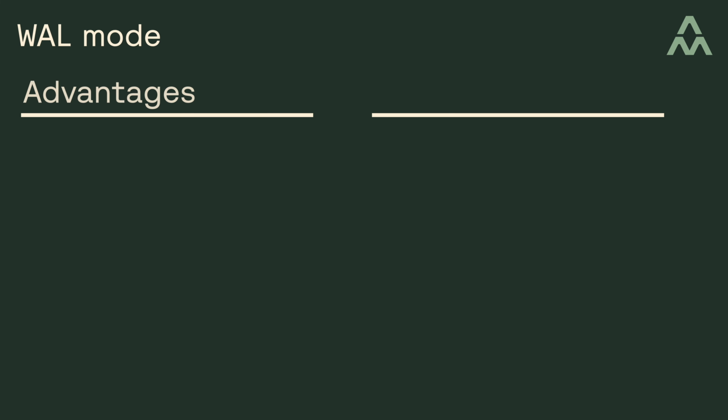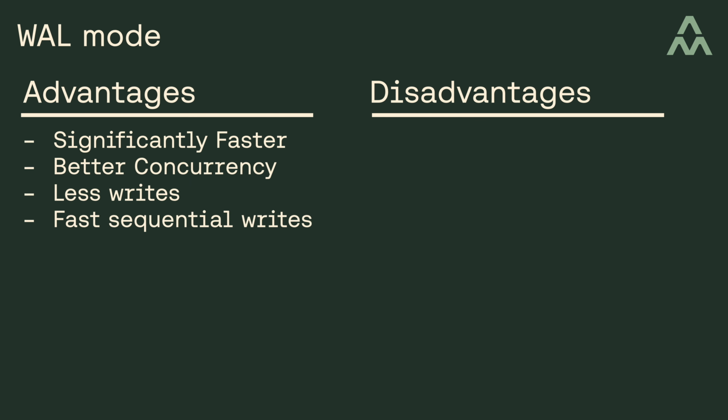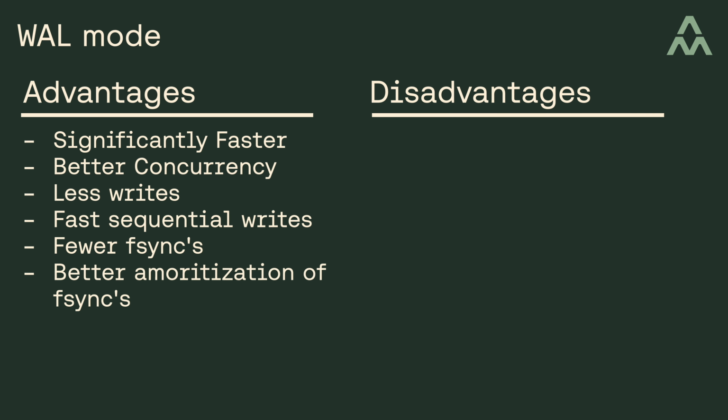So what are the advantages and disadvantages of using WAL mode? Well, WAL mode is faster, and you've got better concurrency, and you end up writing less data to disk, and when it does write data, the appends to the WAL file tend to be fast sequential writes, and WAL mode has fewer fsyncs, and the checkpointing process is able to better amortize the cost of fsyncs because it's batching transaction writes back to the database file.